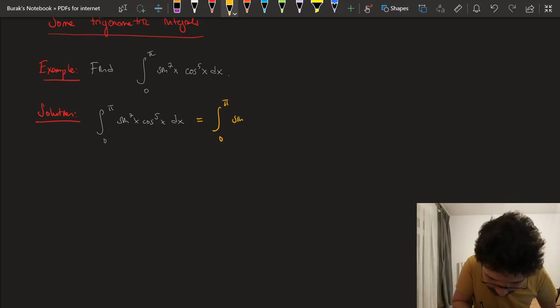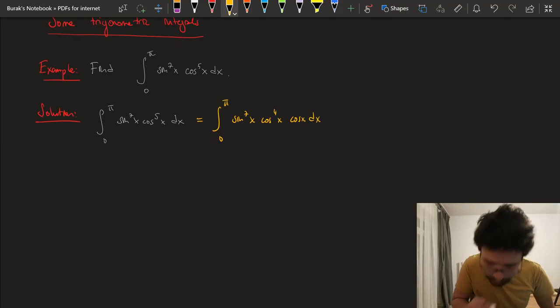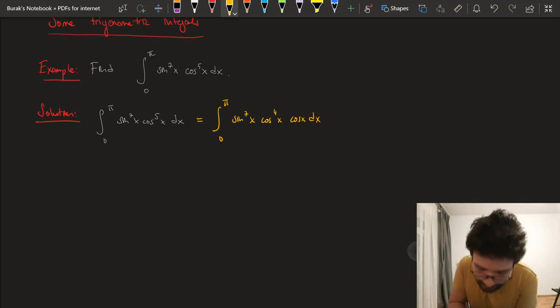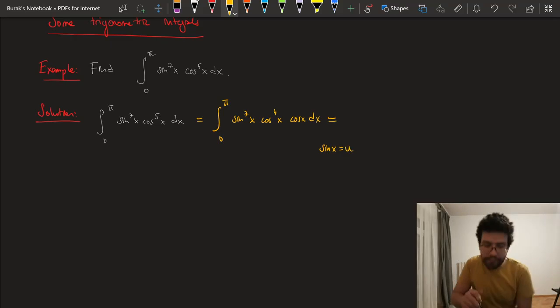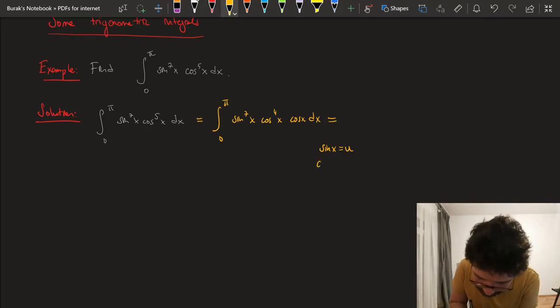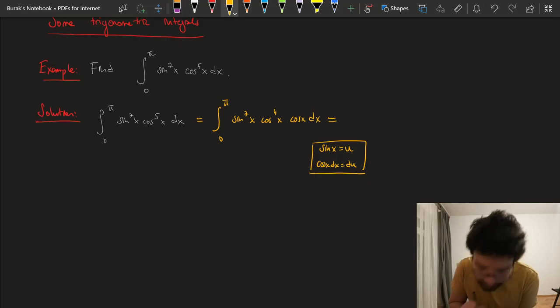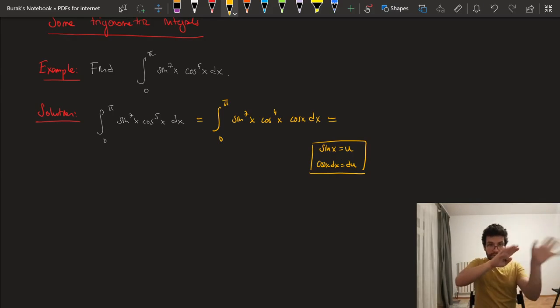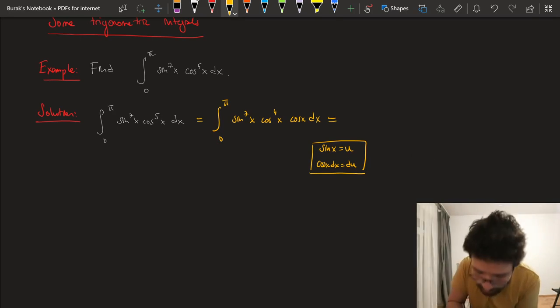Let me first split a power of cosine over here. If you do that, then in the next stage, if you call sine of x u, so I split a cosine, and I call sine of x u, then cosine of x dx will be my du. This is the reason I split the cosine. The expression cosine of x dx will become my du.